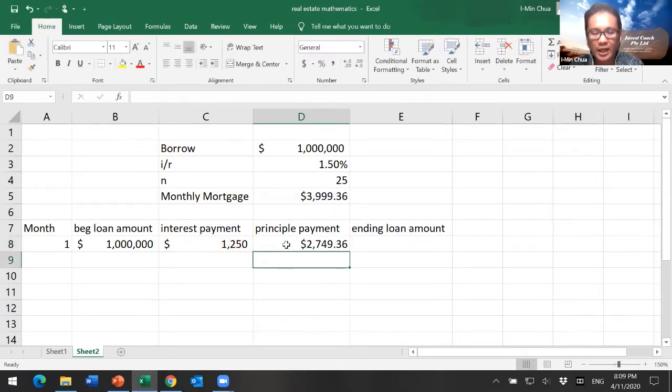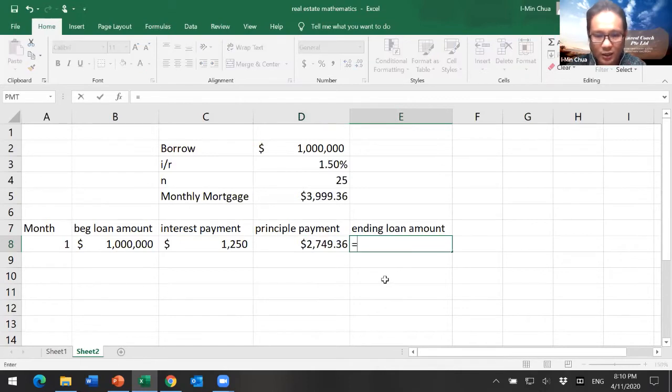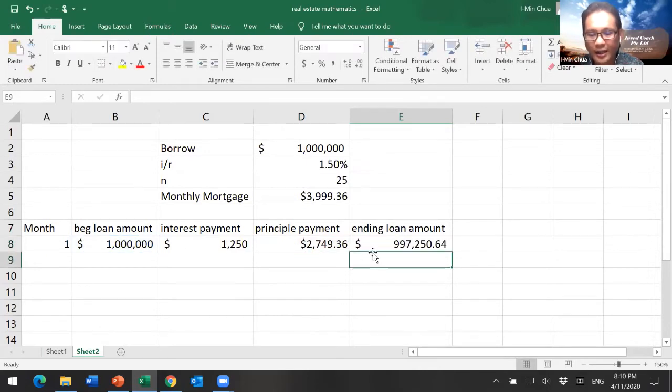2749.36. Now, what I'm trying to say here is this: this amount of money is not an expense. You didn't pay it off and lose it. It's like a saving to you. You are actually paying down the loan, because after you paid this, your loan amount is only left 997,250.